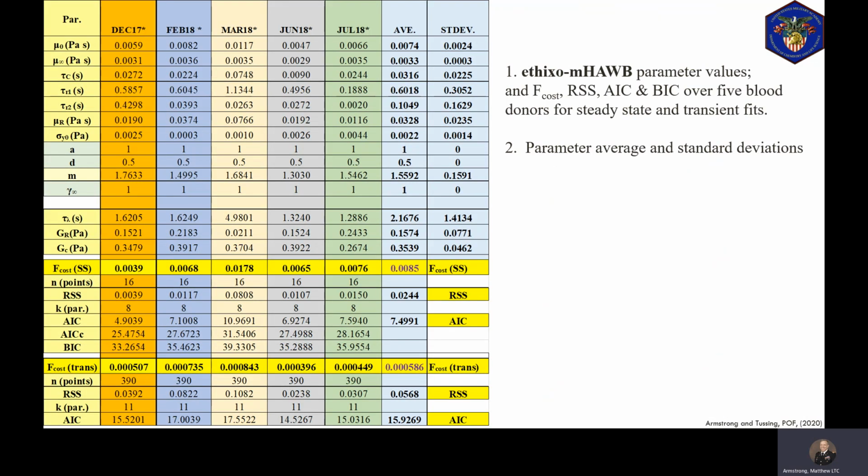Here are the best fit parameter values for all 5 donors tested in this project. Notice that we have now been able to capture the average parameter values of human blood using the mHAWB, and we also have an average value of the cost function for steady state and an average value for the cost function of the transient. Those 2 numbers are going to be the basis of comparison as we bring in the other Oldroyd-8 models.